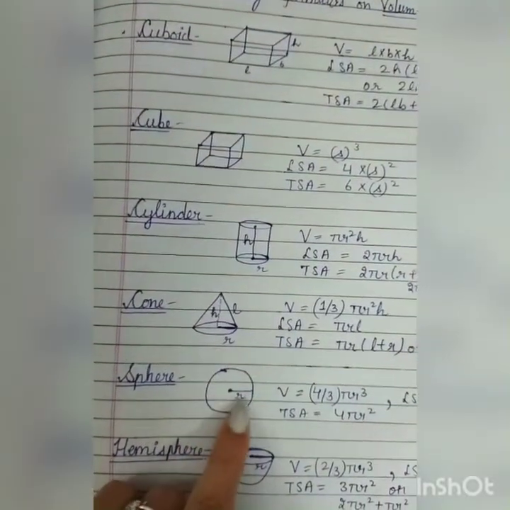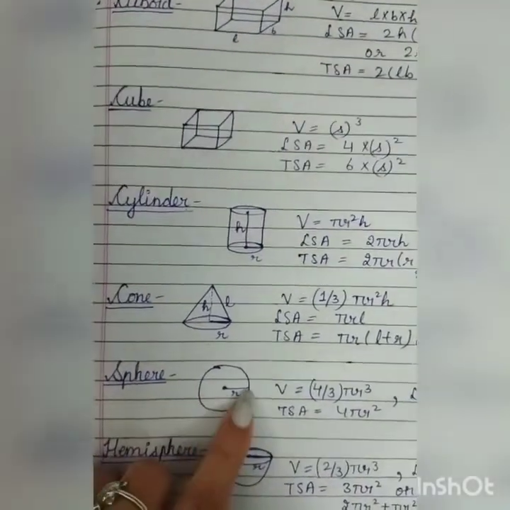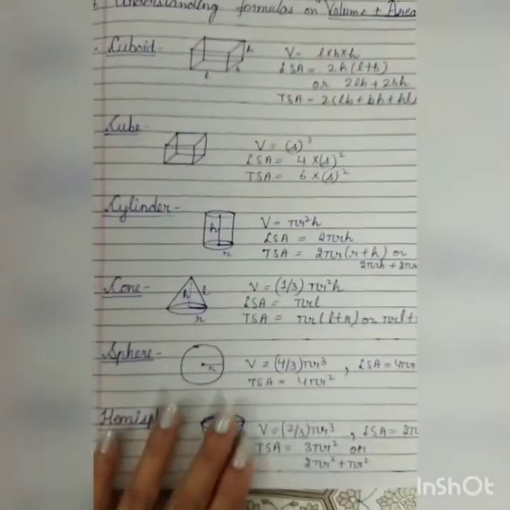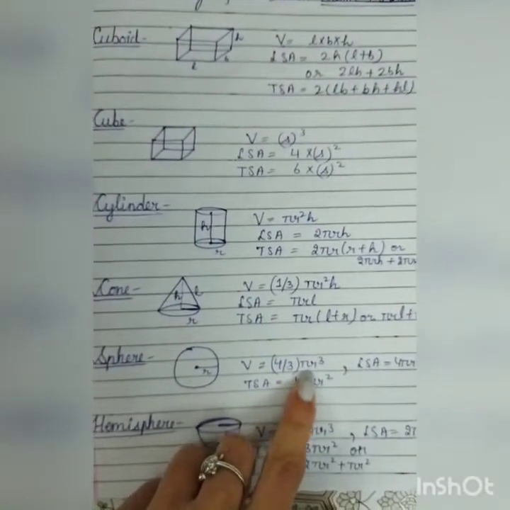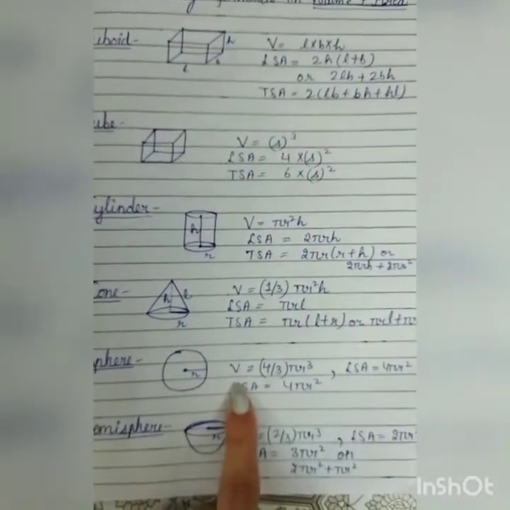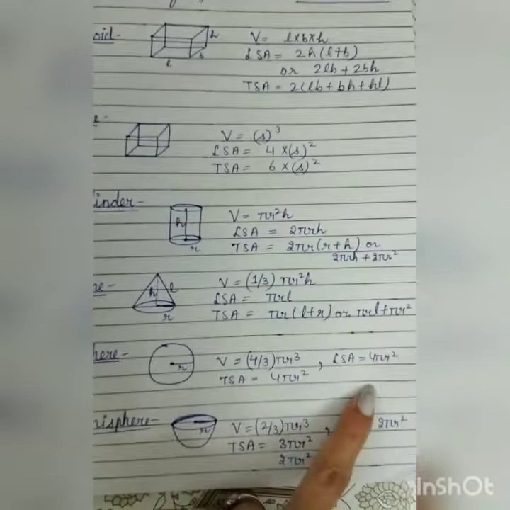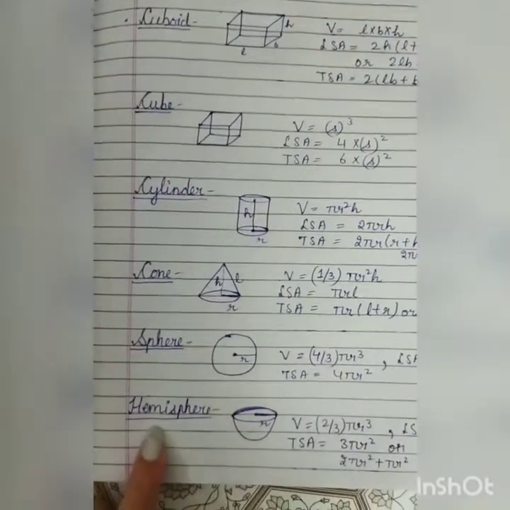After that, you get sphere. Sphere has only radius, no side, no height or slant height, only the radius. So in sphere, we have the formula of volume as 4 by 3 pi r cube. Lateral surface area is 4 pi r square, and total surface area and lateral surface area both are the same, that is 4 pi r square in case of sphere.